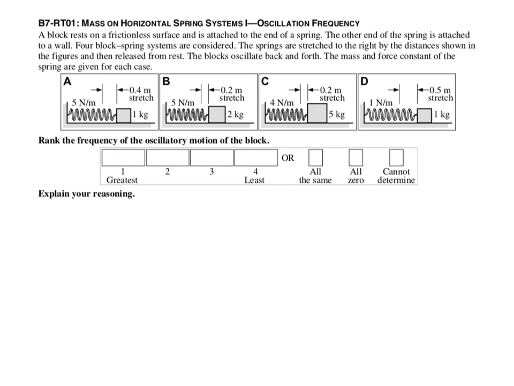The mass and force constants of the springs are given in each case, and we would like to rank the frequency of the oscillatory motion. So we don't have a direct formula for frequency, although you can certainly generate one, but we do know that the period for simple harmonic motion is 2 pi times the square root of m over k. And we know that the frequency is 1 over the period. So if we get the periods, the ranking of the frequencies would just be the opposite order to the ranking of periods.